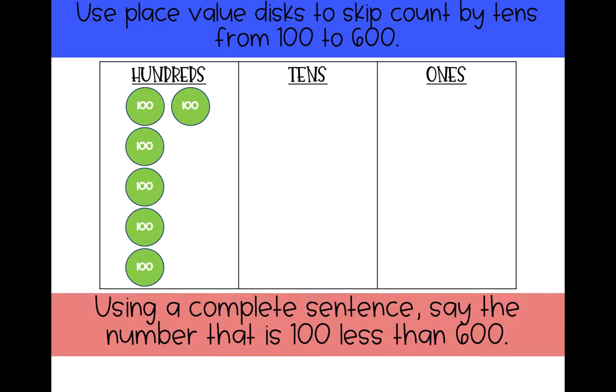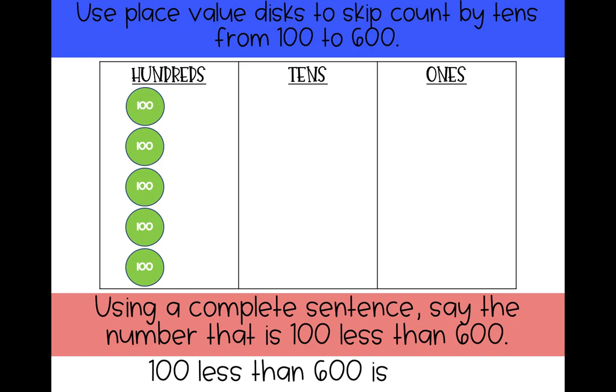Let's use a complete sentence to say the number that is 100 less than 600. I'll go ahead and take away 100 from our place value chart so we know our answer. 100 less than 600 is 500. See how our tens place and our ones place stayed the same? Only our hundreds place changed. We went from 600s to 500s.